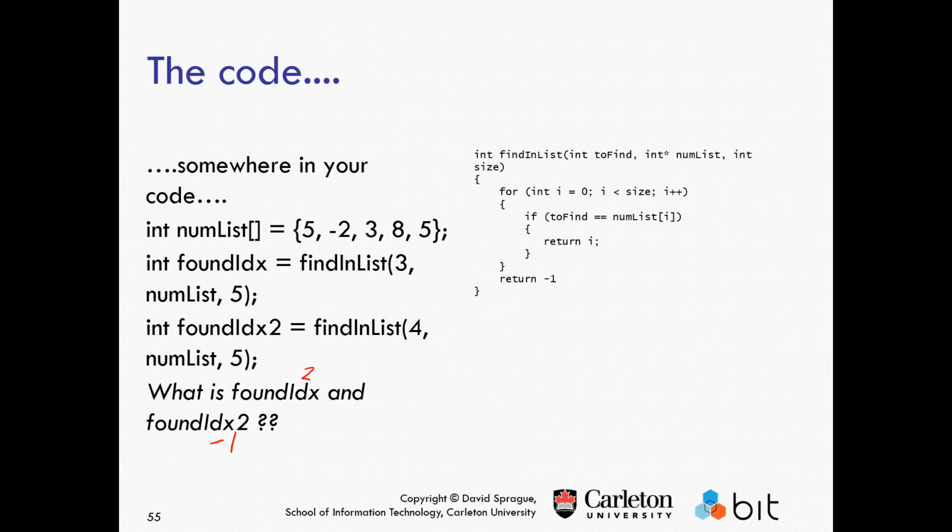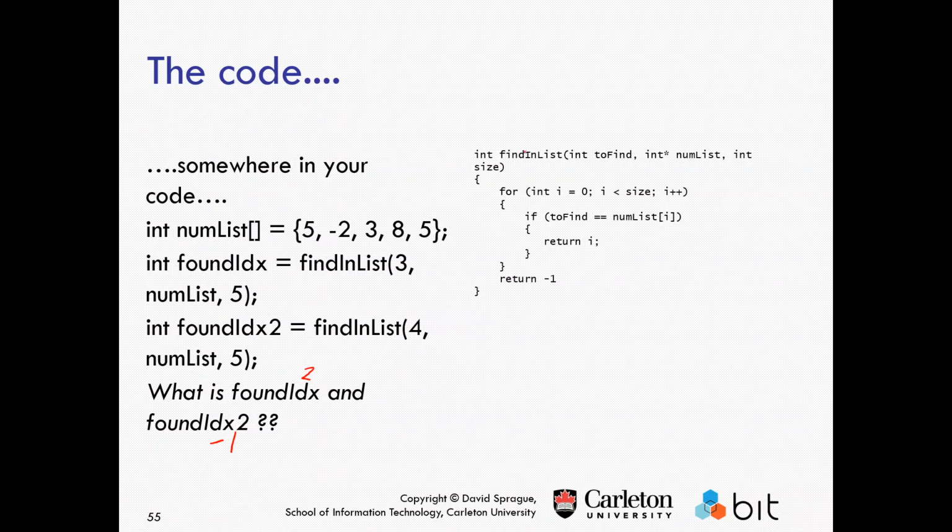Okay, so here would be one version of find in list, right? It takes in the thing it's trying to find, and the array it's looking through, same thing as this. So this is 5, -2, 3, 8, 5. The value I'm looking for is, for the first case, the value 4. And in this case, this number here, size, is equal to 5 right here.